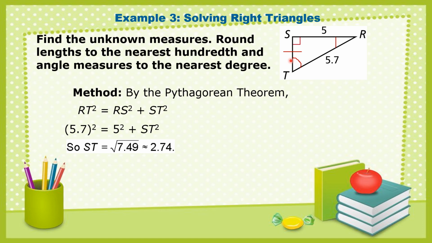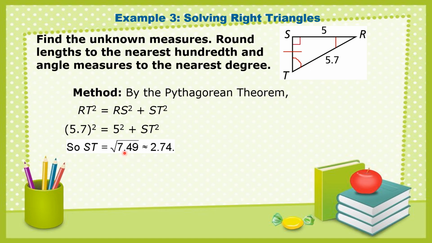5.7 squared is 32.49, and this is equal to 5 times 5, that is 25. So, 32.49, transpose the 25, that is only 7.49. So, we need to extract the square root of both sides in order to remove the square of segment ST, because we are finding segment ST.